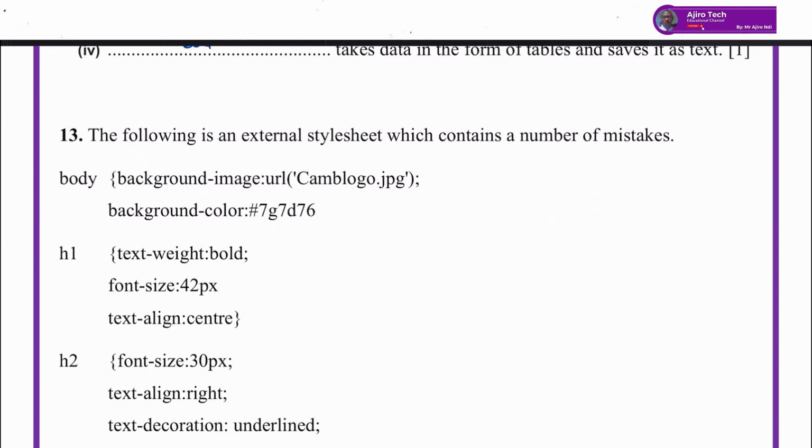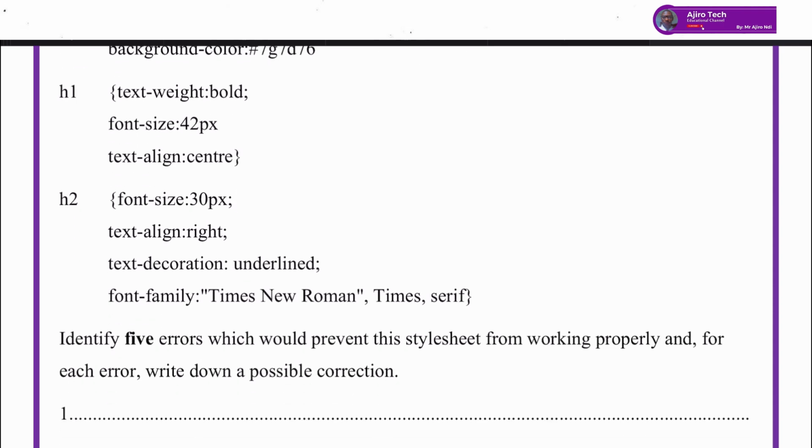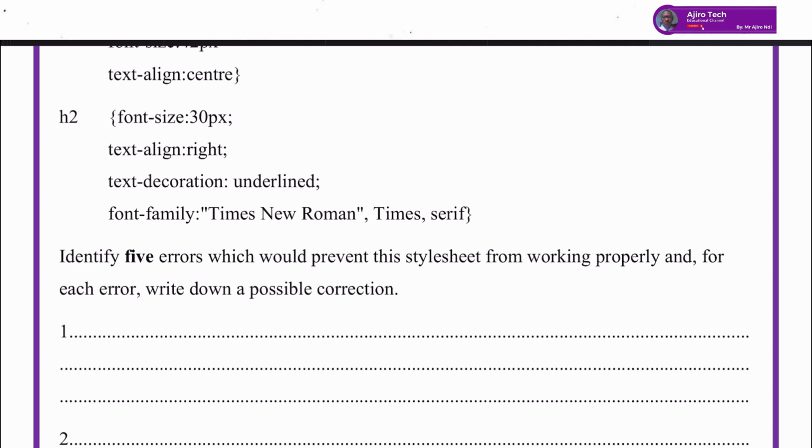The following is an external style sheet which contains a number of mistakes. Okay, so this is the style sheet, the body HTML element. These are your declarations separated with a colon. Now we use the dash to join two words together. Okay, that's fine. Identify 5 errors which would prevent this style sheet from working properly. And for each error, write down a possible correction.